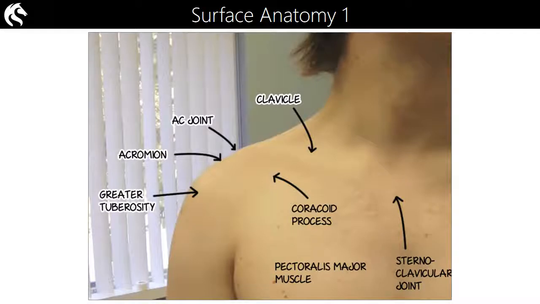Surface anatomy. The surface anatomy of the shoulder, let's start off with the anterior structures. The most useful things to be able to palpate are the clavicle. The clavicle should be able to be palpated throughout almost the entirety of its length. You should be able to almost, if not definitely, palpate it all the way up to and including the acromion. You should be able to palpate the patient's greater tuberosity.